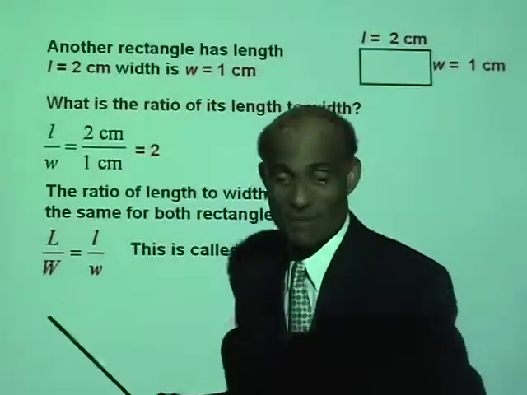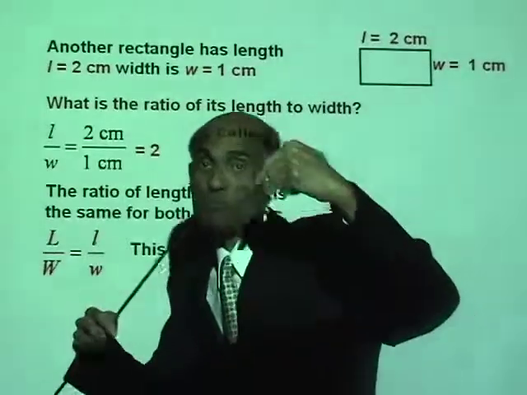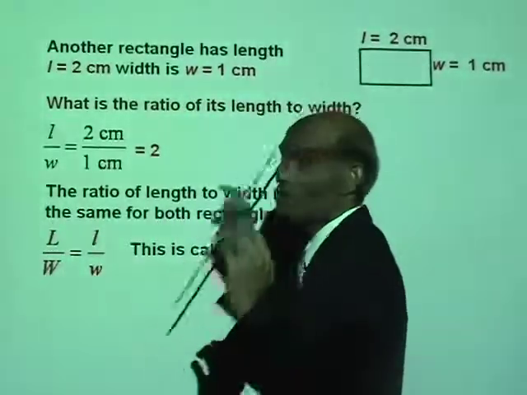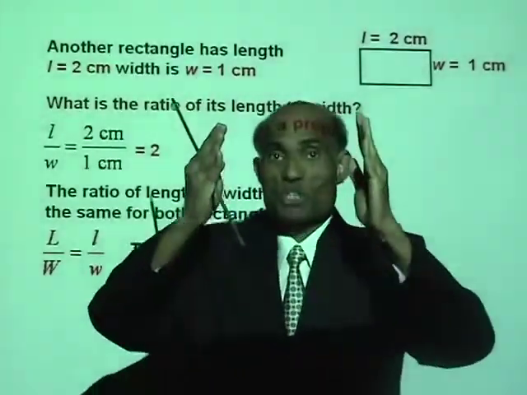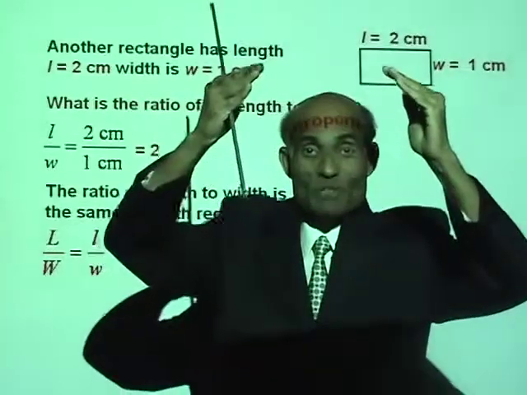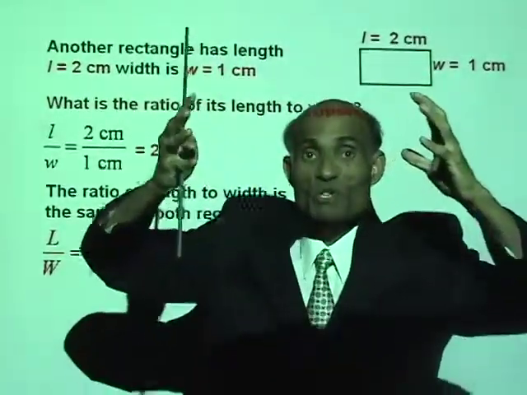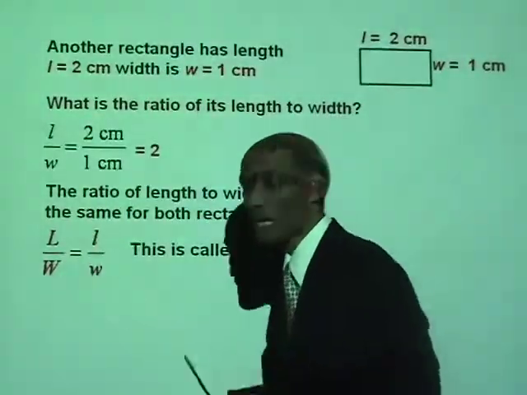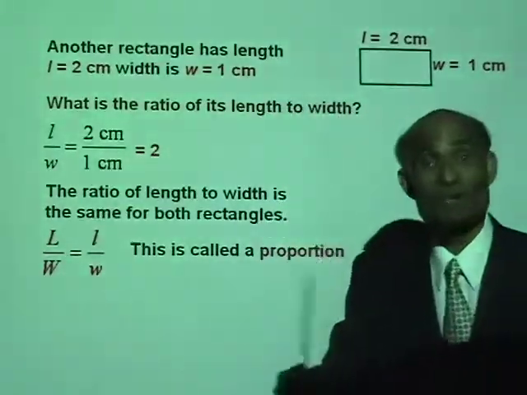You see, what that means is each of these rectangles are proportional to each other. If you consider this small rectangle, it can grow proportionately to become the big rectangle. In other words, the length and width will increase proportionately. So one ratio equal to the other ratio gives you a proportion.